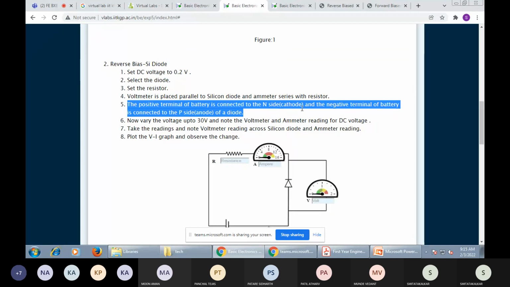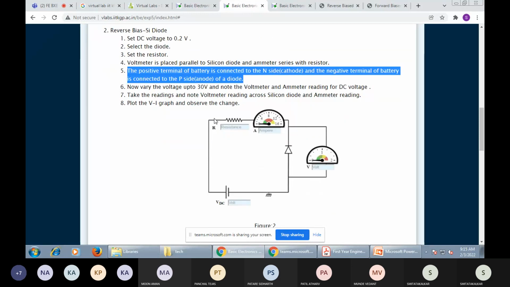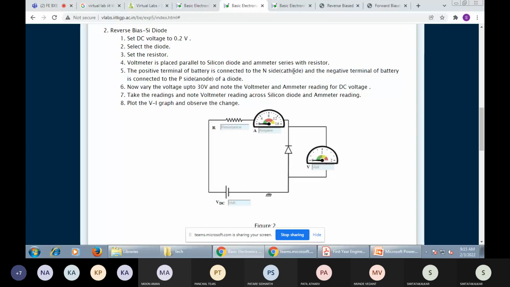Positive terminal of battery is connected through the resistor and the ammeter, and that side of the diode is the N side. Which side? N side. And the N side has majority carrier flow of electrons only, and electrons create a negative charge. That's why this negative charge terminal is a cathode. And the negative terminal of the battery is connected to the P side, the anode.